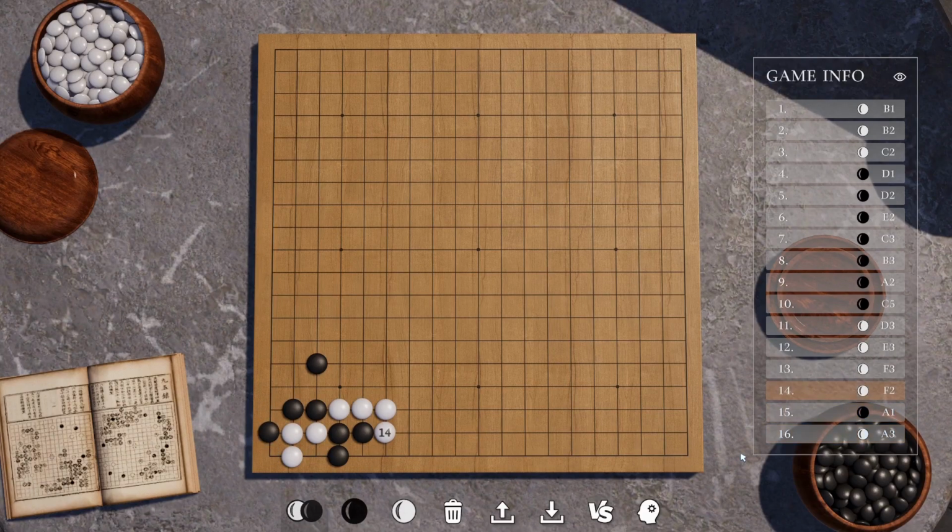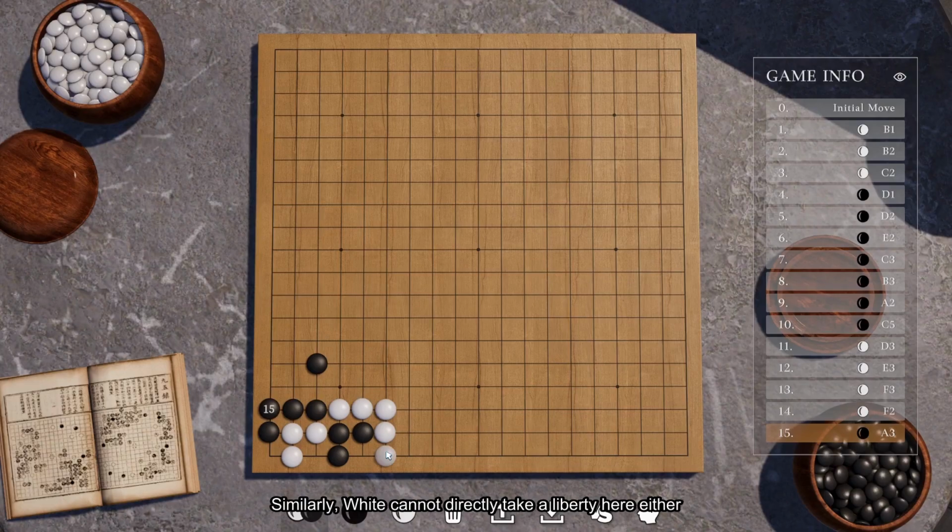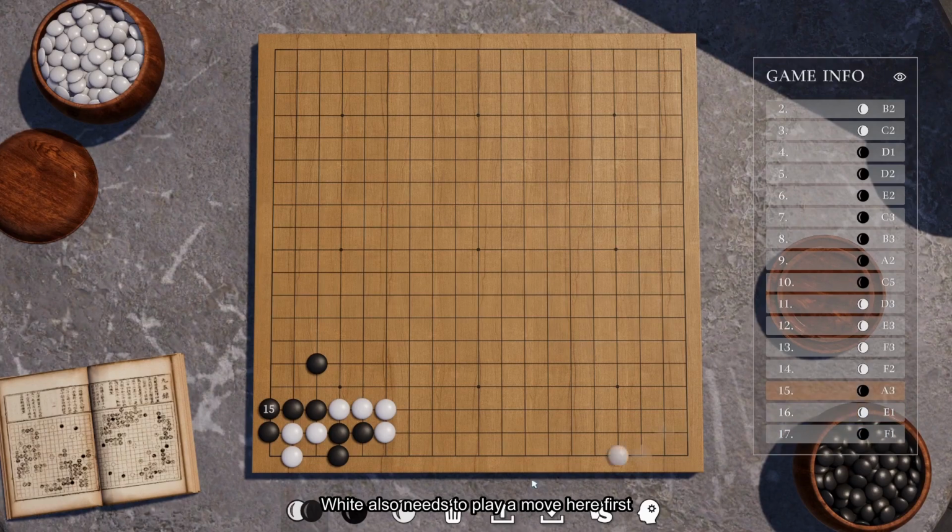Right, it is simple. So, a hidden liberty refers to this spot. To take a liberty, we must first fix our own shape. Similarly, white cannot directly take a liberty here either. White also needs to play a move here first. This is what we call a hidden liberty. Okay, after taking the hidden liberty, then on the next move, I can take the external liberty and capture white.